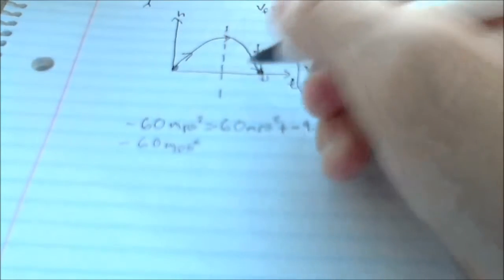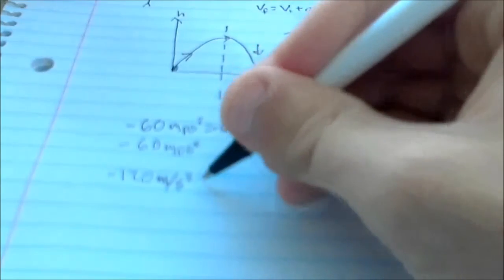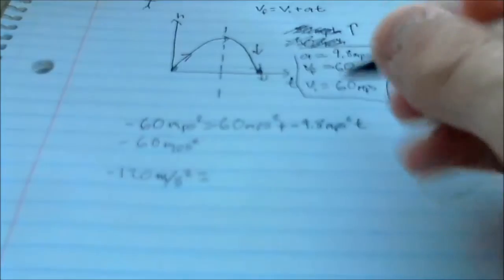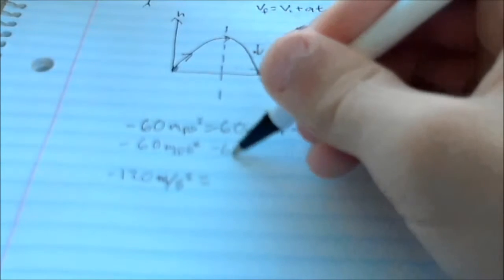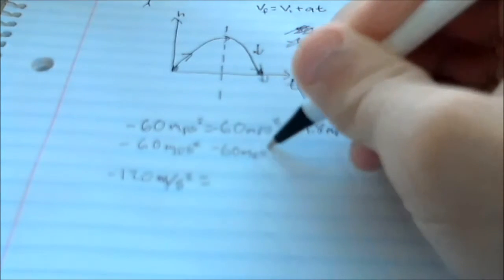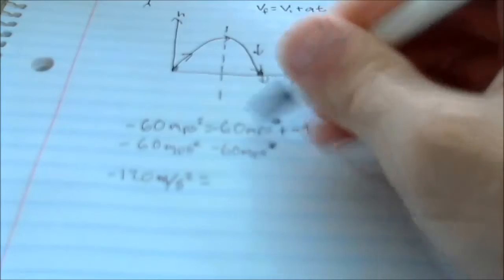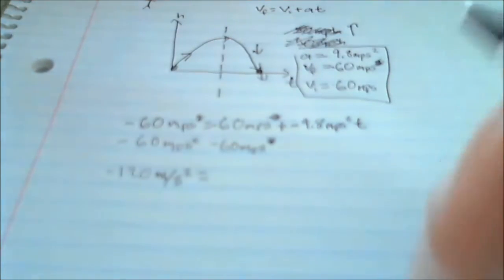So let's move this to the opposite side. We subtract 60 from both sides. Minus 60 meters per second is going to be equal to negative 120 meters per second, because we're subtracting 60 from both sides. Why am I putting squared at the end of these? These are velocities.